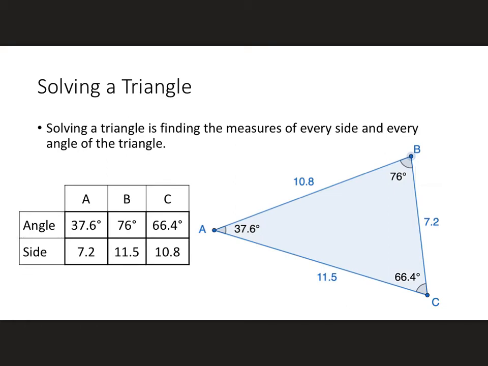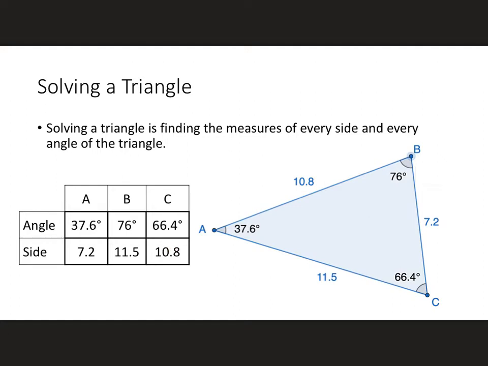Sometimes in mathematics, you're asked to solve a triangle. What that means is that you find the measure of every side and every angle of the triangle. When I solve a triangle, I put it in a table like this. The angle measures in one row, and we have angle measure A and angle B's measure and angle C's measure. And then we have the 3 side measures.